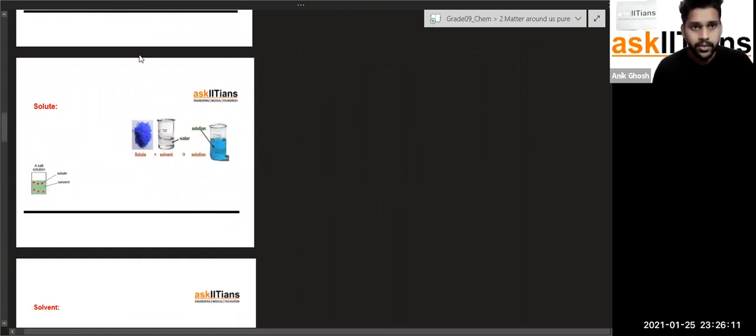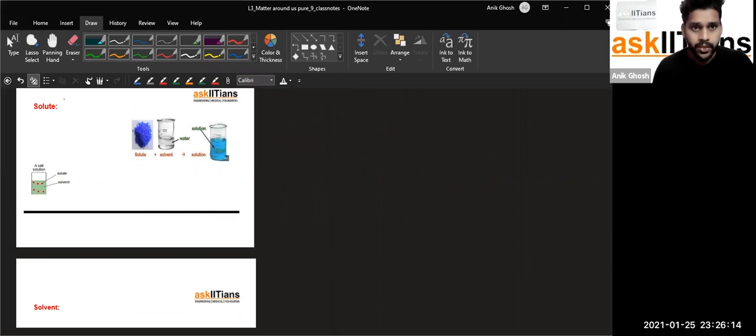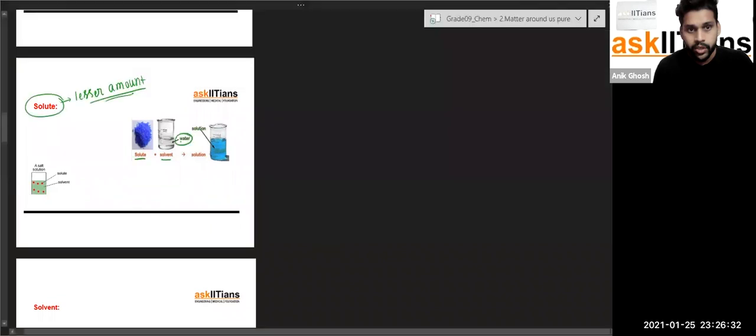Now here you can see the solute is something, as I told you, which is there in lesser amount, right? So if you are mixing salt in water, you can take this as an example. So solute and solvent. You can see water over here. I am trying to draw the entire thing again. If you just take a beaker, and if there is some water inside it, let's just consider there is some water inside the beaker.